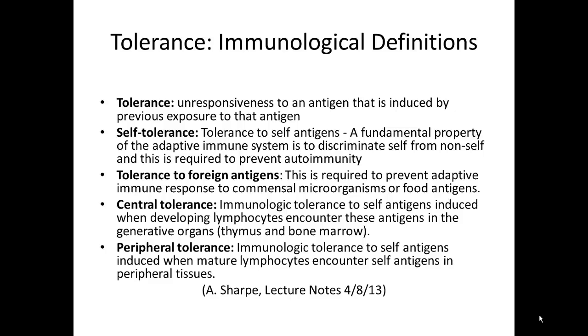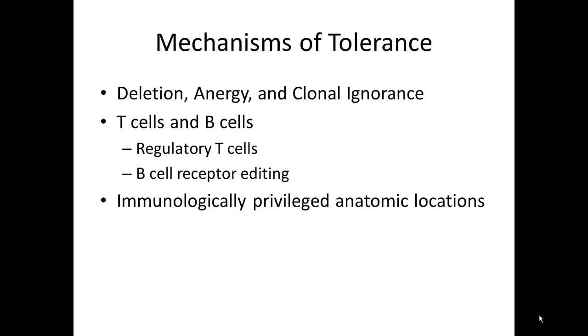Tolerance is generated in 2 ways. There's central tolerance to self-antigens, when T cells and B cells, these developing lymphocytes, encounter those antigens in the thymus for T cells and the bone marrow for B cells. Peripheral tolerance occurs outside of those generative organs, in the peripheral tissues like lymph nodes, or the tissues of the liver, the lung, the gut, the skin, and those mature lymphocytes again encounter self-antigens, but they do not respond with inflammation.